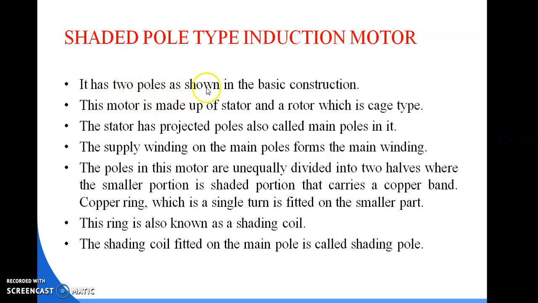So, it has two poles as shown in the basic construction. This motor is made up of a stator and a rotor which is cage type. The stator has projected poles, also called main poles. The supply winding on the main poles forms the main winding. The poles in this motor are unequally divided into two halves, where the smaller portion is the shaded portion that carries a copper band. A copper ring, which is a single turn, is fitted on the smaller part. This ring is also known as the shading coil. The shading coil fitted on the main pole is called the shaded pole.